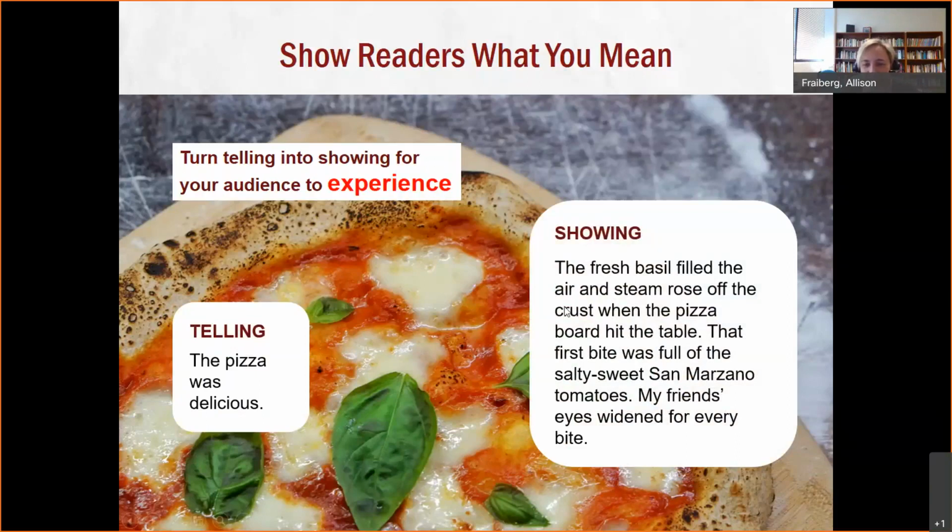Look at the senses I've relied on. Fresh basil, that's going to be scent, right? Sense of smell. The steam rose. You can see steam rising. And the pizza board hit the table. You can hear the wood hitting the table. The first bite, well, that's going to be taste. Salty, sweet San Marzano tomatoes. Oh, and I can taste that right now. I can watch my friend's eyes widen for every bite.